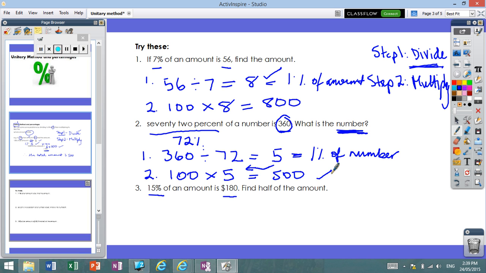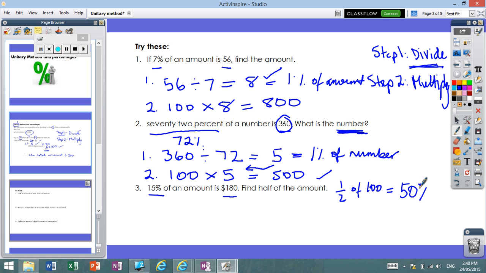This last question is a little bit trickier. Only that they've given us two figures, so we know what to divide by. We've got 15% of an amount is $180. But they want us to find half of the amount. They want us to find half of the 100%. So the first thing I would do is, what is half of 100? That's right, it equals 50%.